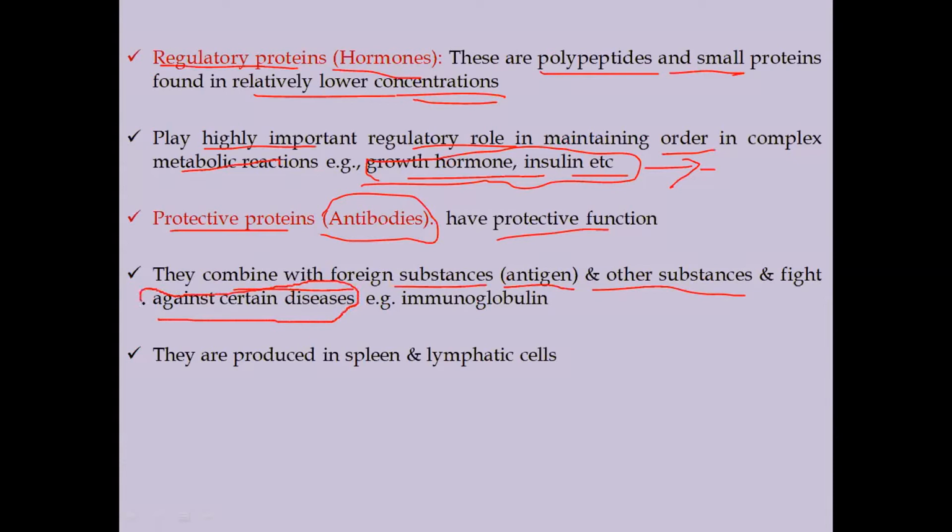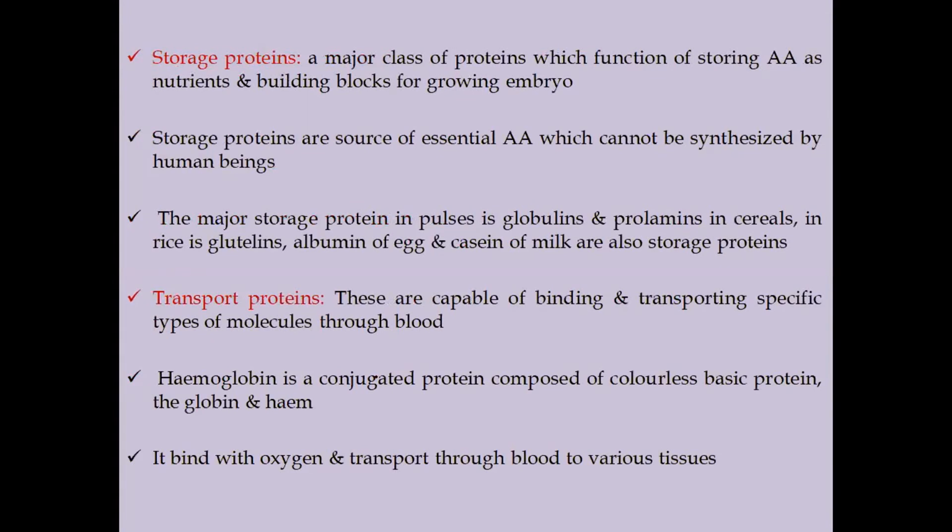The example of antibodies is immunoglobulin, which is present inside the body. They are produced in the spleen and lymphatic cells. So the spleen and lymphatic cells are responsible for the production of immunoglobulins. So these are the examples of protective proteins.